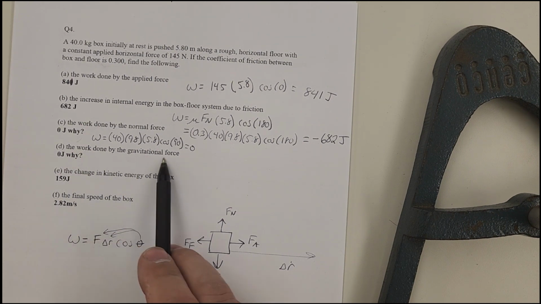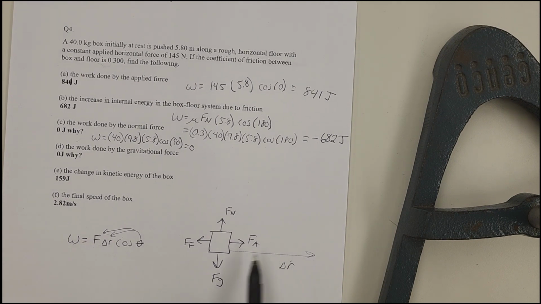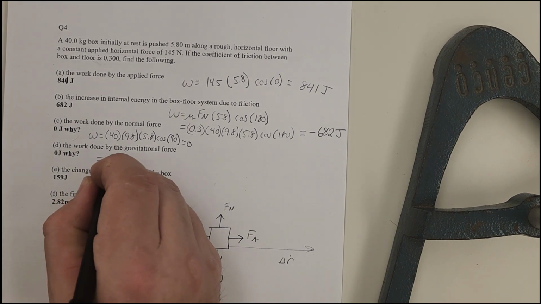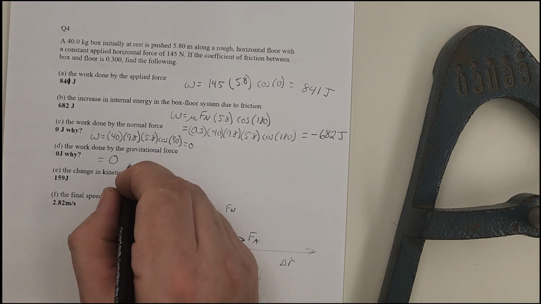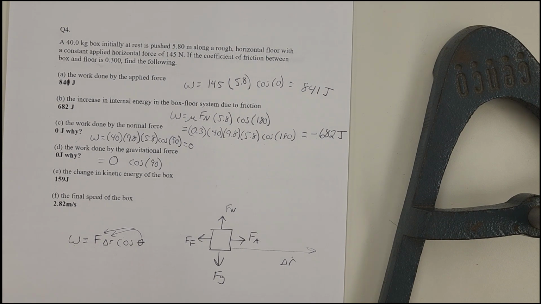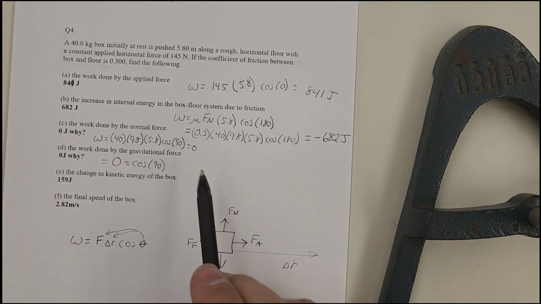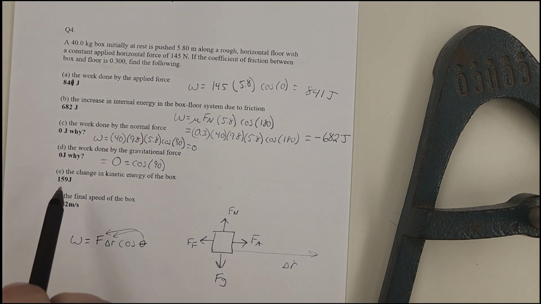Same here, the work done by the gravitational force. Gravitational force points downward. Delta r is in the x direction. x's and y's don't mix in here. So again, this one is 0. Why? Same reason. Cosine of 90 is also 0. So it kills it. I'll let you write whatever you want. You can give me a one-sentence answer as to why it's 0. Use your own words.